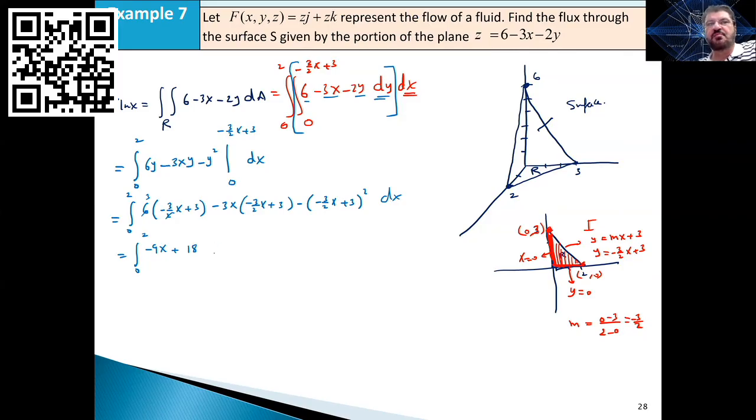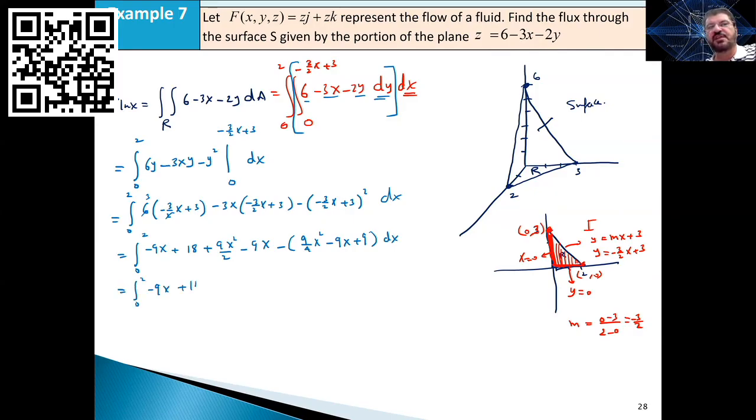Here is going to be plus 9x squared over 2, minus the 3x times this is minus 9x. Here minus, if you open that, what do you get? You get 9 over 4x squared. Then the first times the 2, the second times 2. So the first times the second is minus 9 over 2 times 2 is minus 9. X plus 9 dx. Expand that.